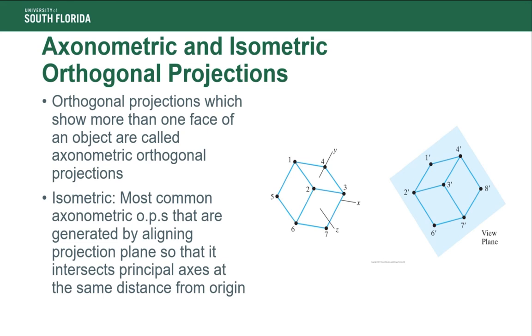An orthogonal projection which shows more than one face of an object is called an axonometric orthogonal projection. If such a projection is generated by aligning the projection plane so as to cross each axis of the figure at the same distance, the projection is called an isometric projection. For example, a box drawn on a board.